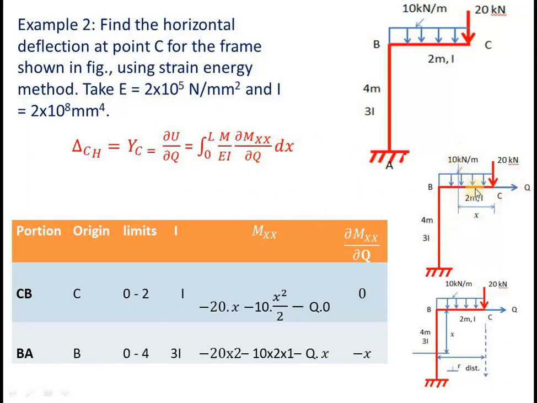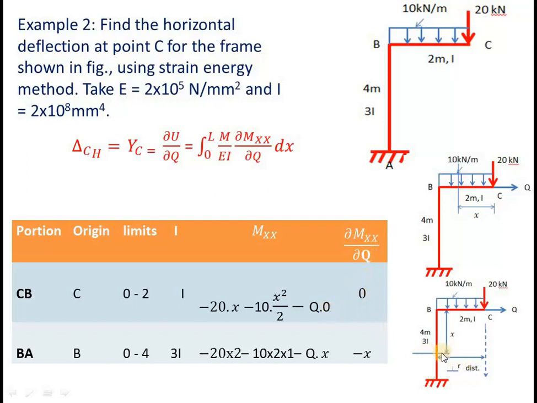Now if I take a section here, what is the bending moment here? See, the moment due to this, moment due to this, moment due to this will be the bending moments. Due to 20, that is minus 20 into x, and due to this it is minus 10 into x by 2, that is 10x square by 2. Q will not make any moment at this point because it is along the BC member, so Q into 0. If you take the partial derivative with respect to Q, the coefficient of Q is 0.